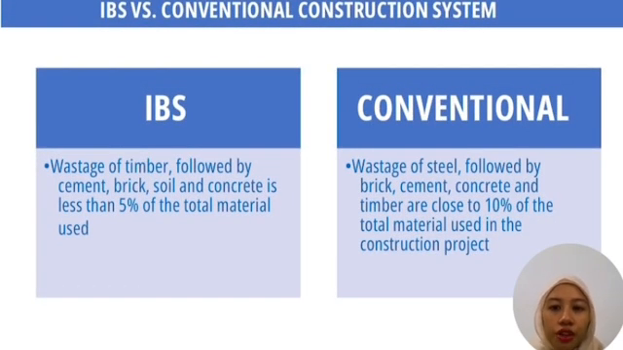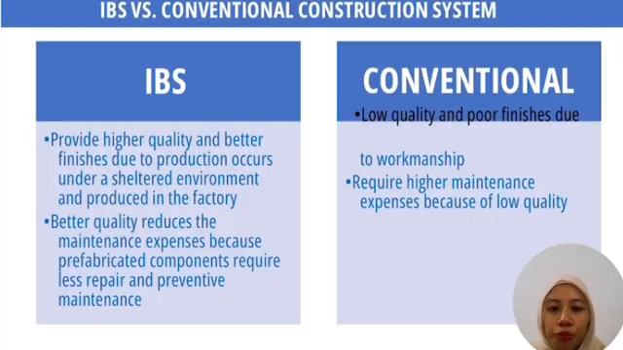For IBS, wastage of timber followed by cement, brick, soil, and concrete is less than 5% of the total material used. And for conventional, wastage of steel followed by brick, cement, concrete, and timber are close to 10% of the total material used in the construction project. Prefabricated components require less repair and preventive maintenance. For conventional, low quality and poor finish due to workmanship, and require higher maintenance expenses because of low quality.